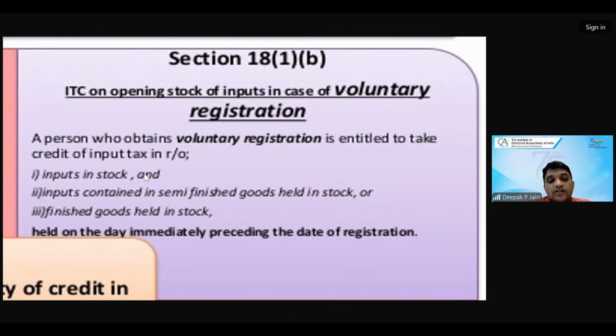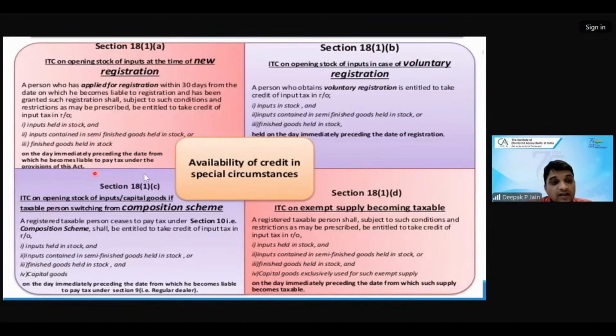In 18(1)(b), which stock was he getting? The date was different here. In 18(1)(a), the date is the date from which he becomes liable to pay tax, because he's applied on time. That will become the date on which he is liable to pay tax. But in 18(1)(b), it is the day immediately preceding the date of registration. So there's a difference between 18(1)(a) and 18(1)(b).